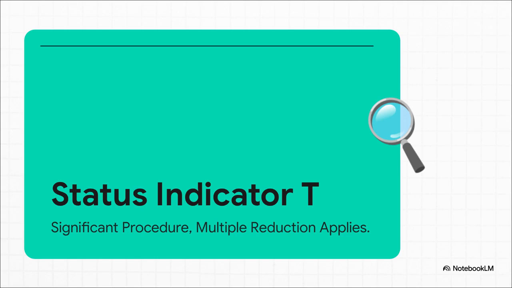And then we have status indicator T. Now, T stands for a significant procedure, where a multiple reduction applies. Pay close attention here, because this is where Medicare starts slicing checks in half. If you perform multiple T procedures during the exact same visit, the highest weighted T procedure gets paid at 100%. But every single T procedure after that, they get discounted down to exactly 50%.